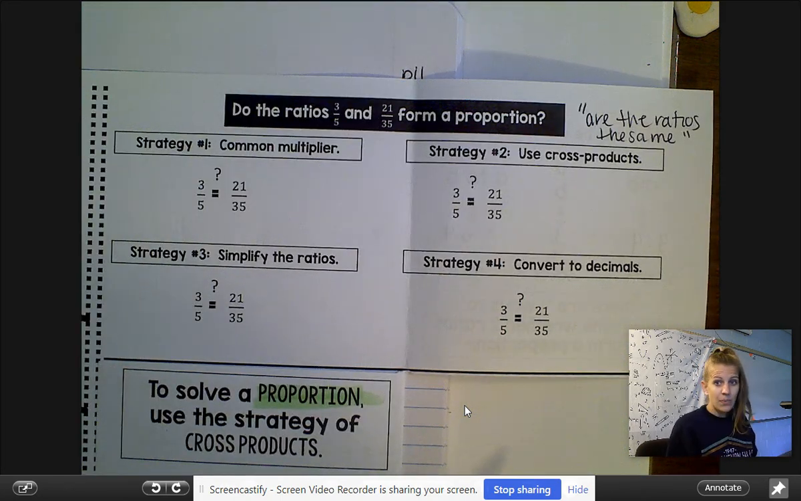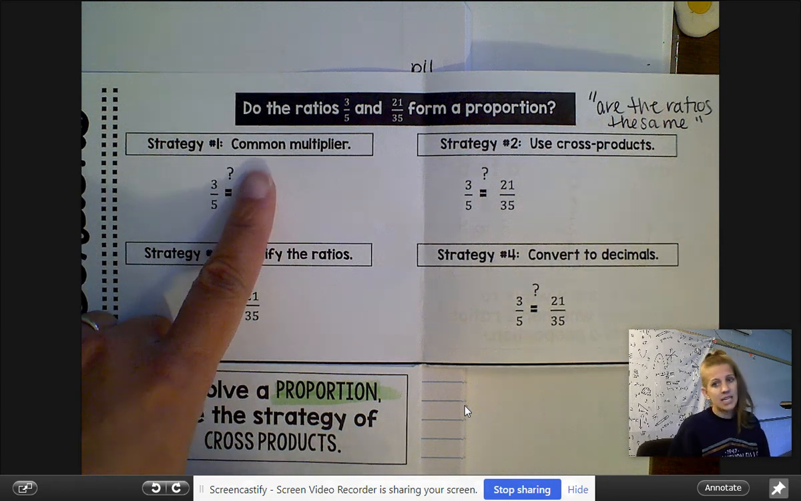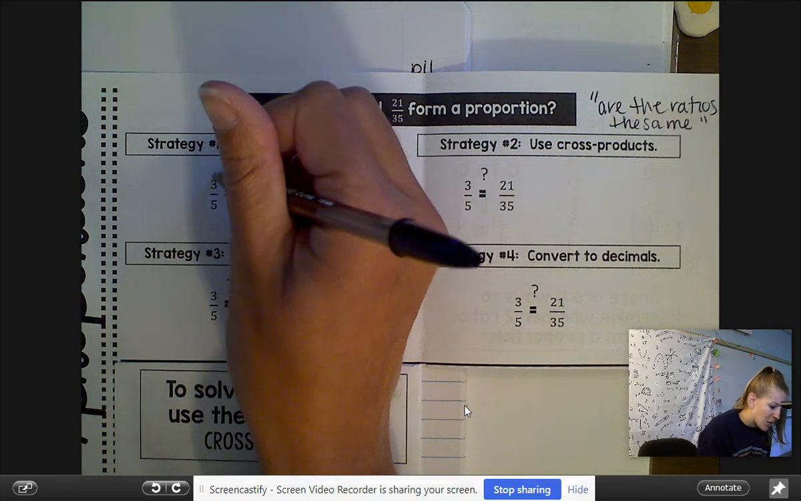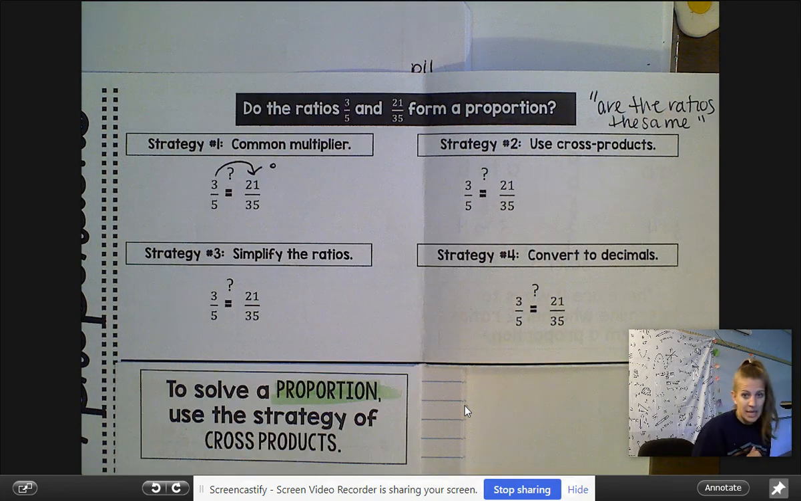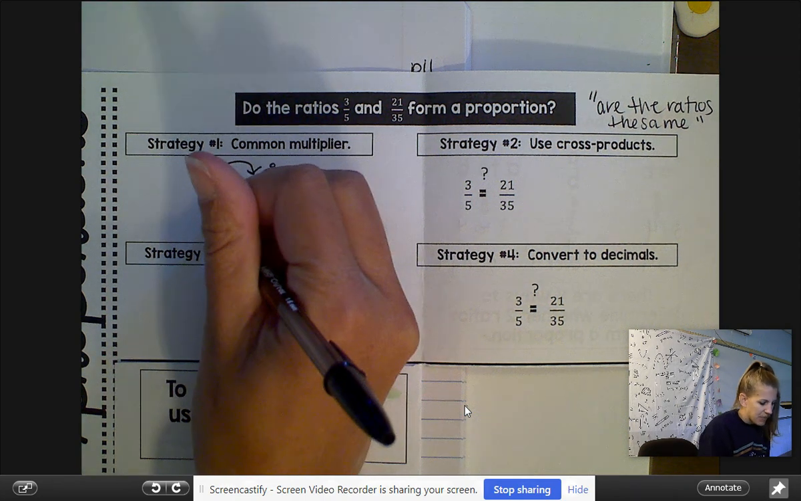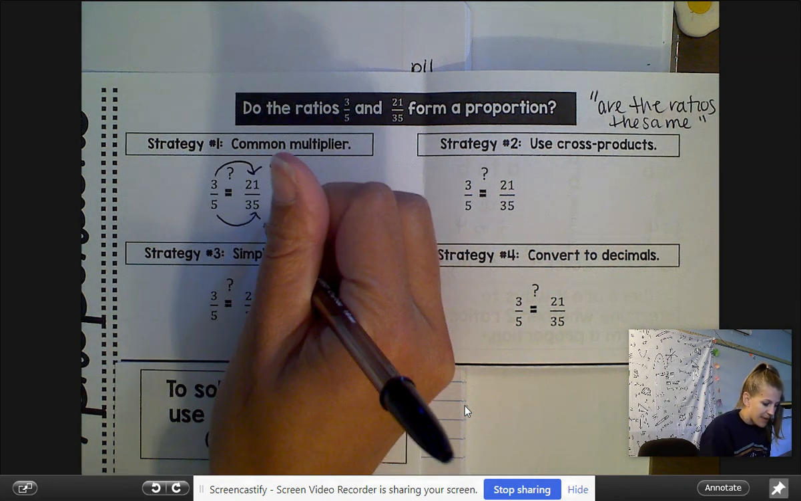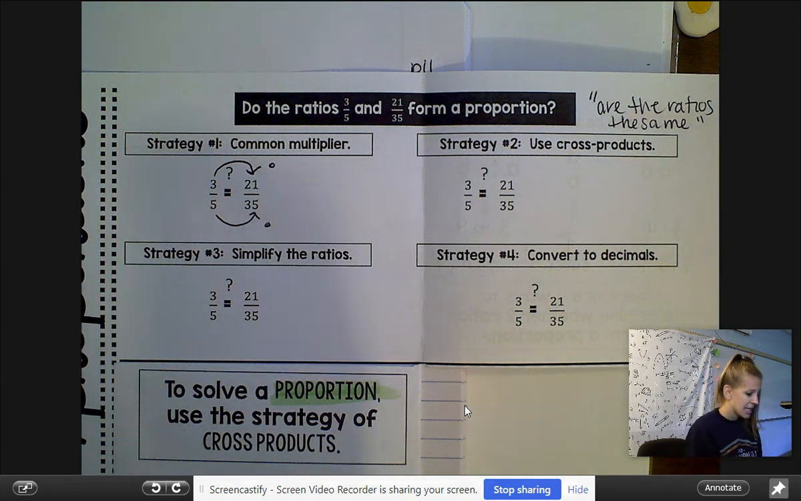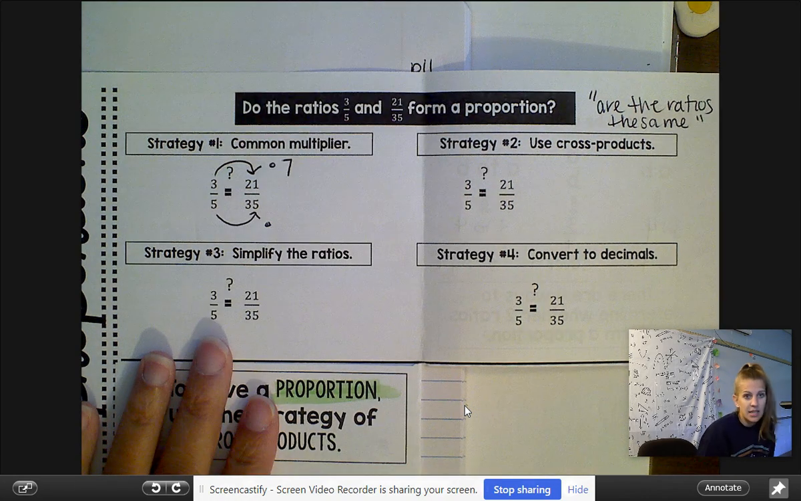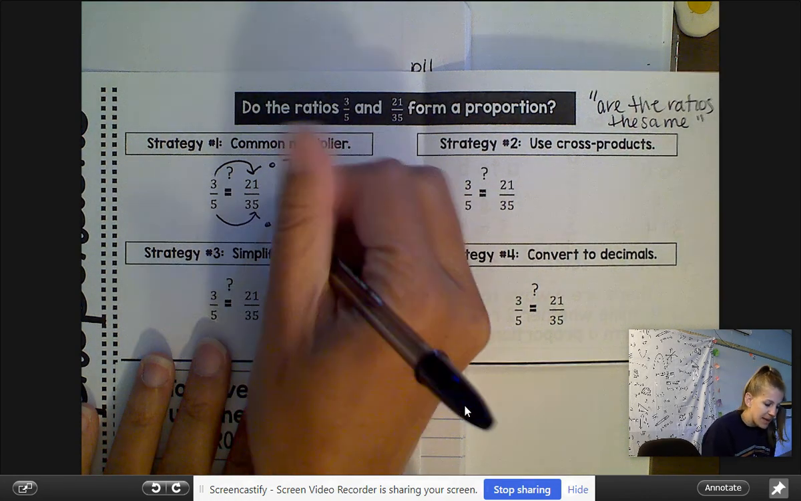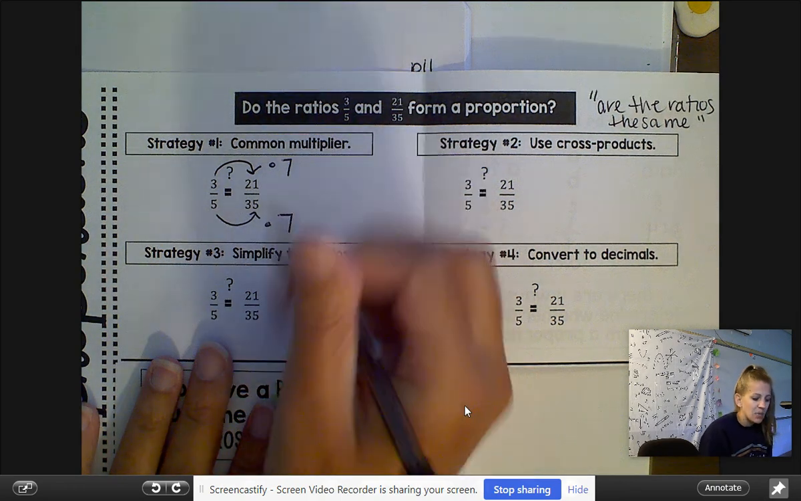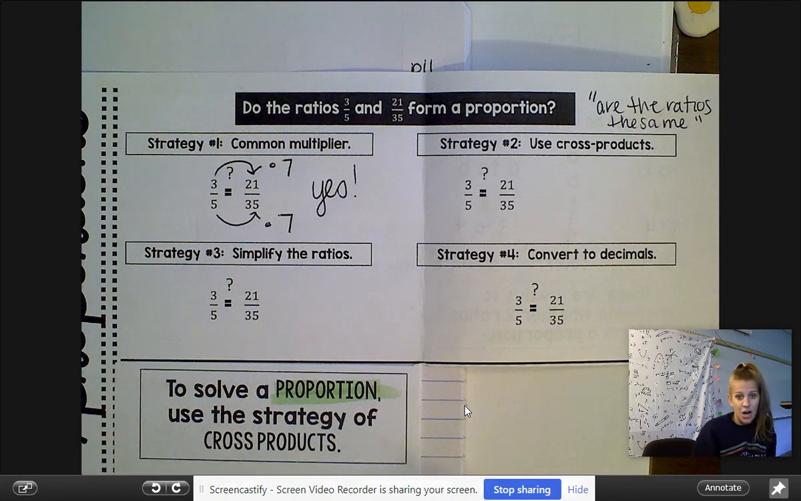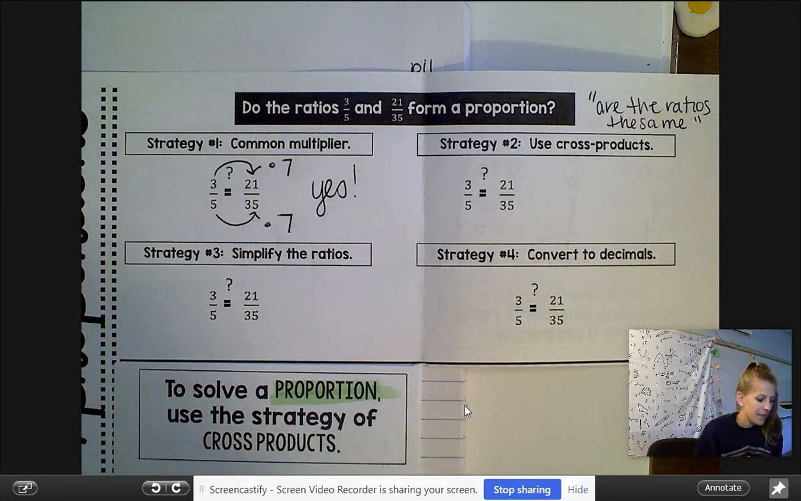Okay? So one strategy that you could use is to identify if they have a common multiplier. What I mean by that is, if I go from 3 to 21 and multiply by something, is it the same as when I go from 5 to 35 and multiply by something? And the answer is yes, because 3 times 7 is 21 and 5 times 7 is 35. So since we multiplied by the same thing both times, yes, they are a proportion. They are the same, they're equal.